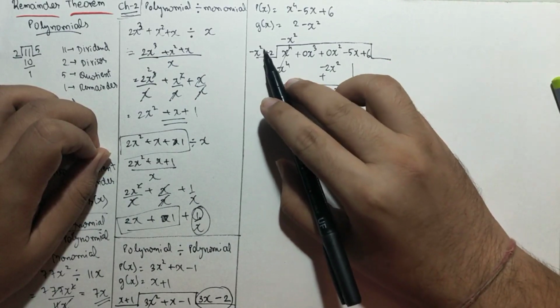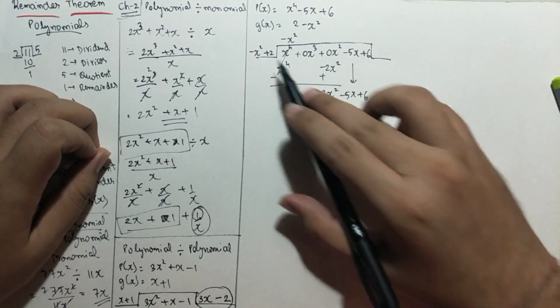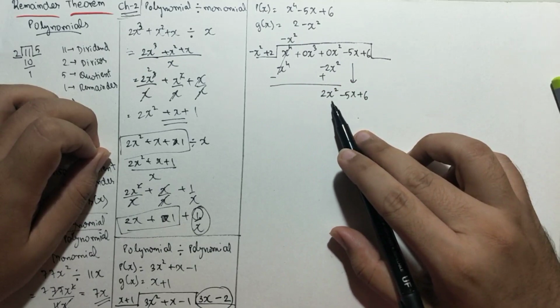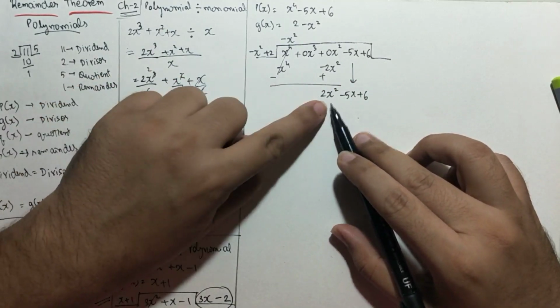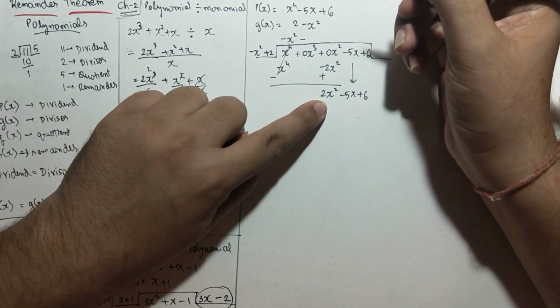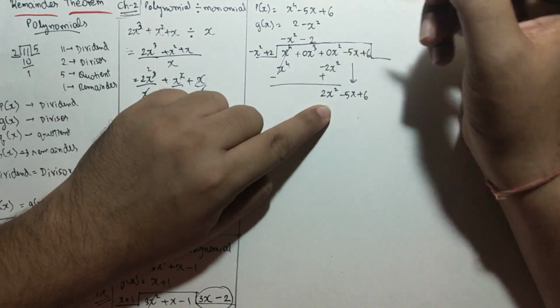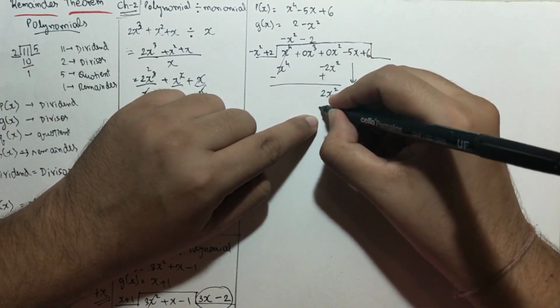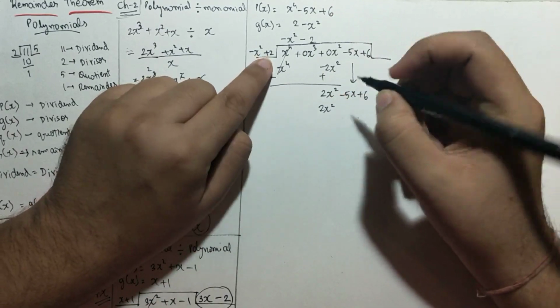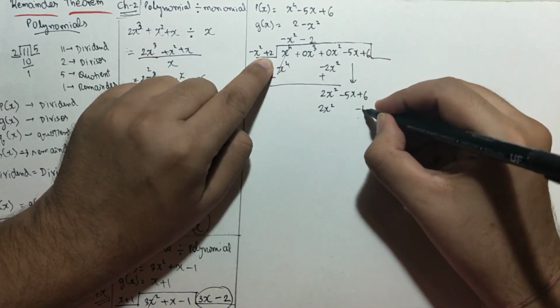Now minus x square should be multiplied by something to become plus 2x square. If we want to convert minus to plus, we have to multiply with minus. Now x square to 2x square, so I'll multiply with 2. This will become 2x square plus 2 into minus 2 is minus 4.